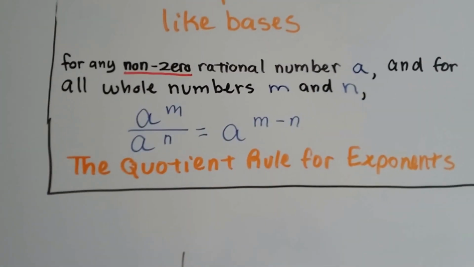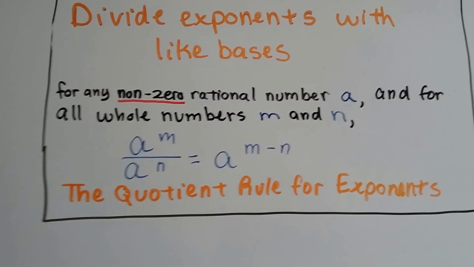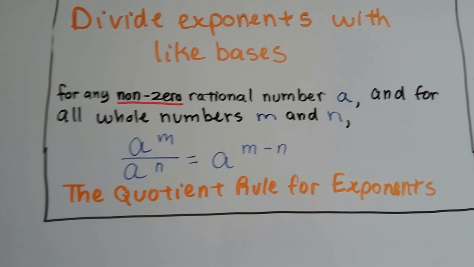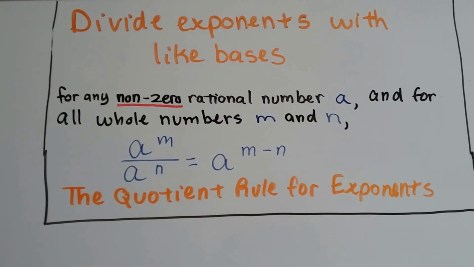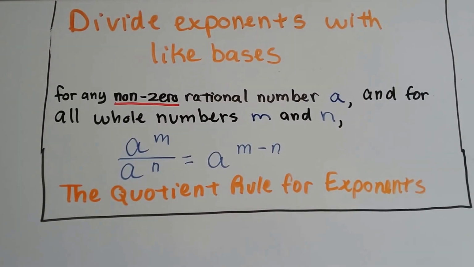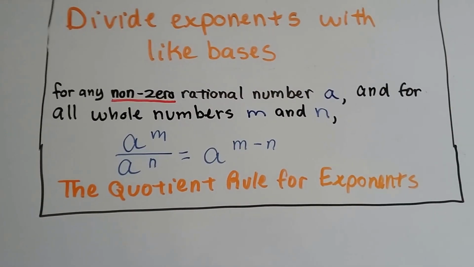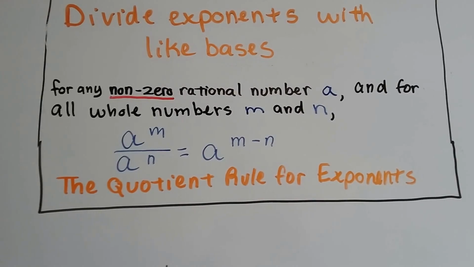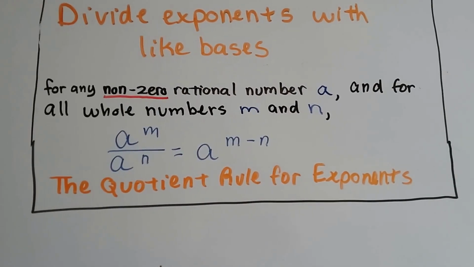So here is the formal quotient rule for exponents when you divide exponents with like bases for any non-zero, so it can't be a 0, rational number a, and for all whole numbers m and n, we would get a to the m power over a to the n power, and it would equal a to the m minus n. We would subtract. So take a look at this one.